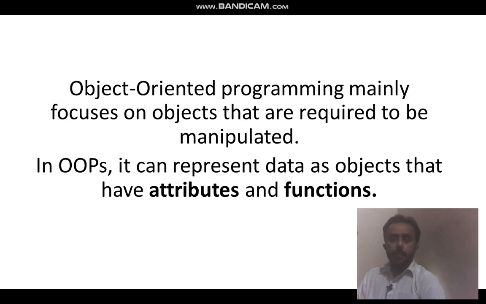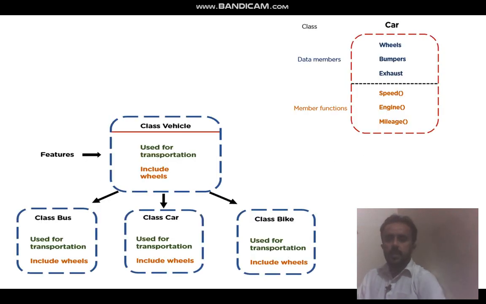Object-oriented programming mainly focuses on objects that are required to be manipulated. In object-oriented programming, or OOP, we can represent data as objects that have attributes and functions. We can call attributes properties, fields or data members, and functions are the actions which are taken by the objects. We will learn this in the next slides with examples. So let's move on to the next slide.